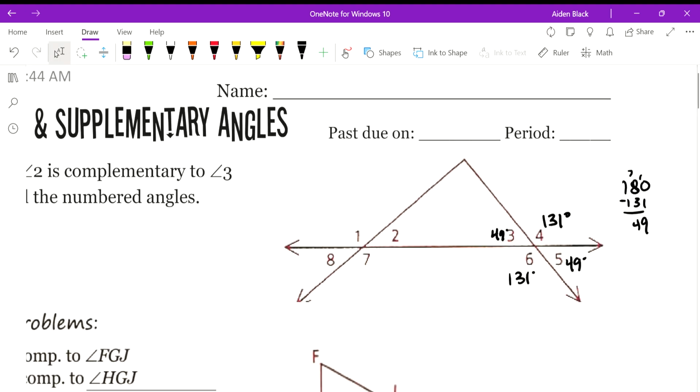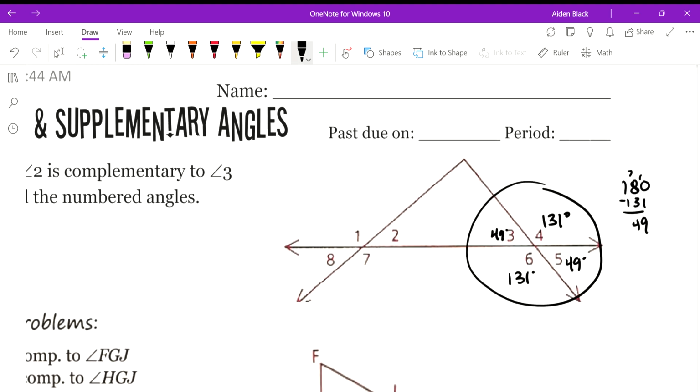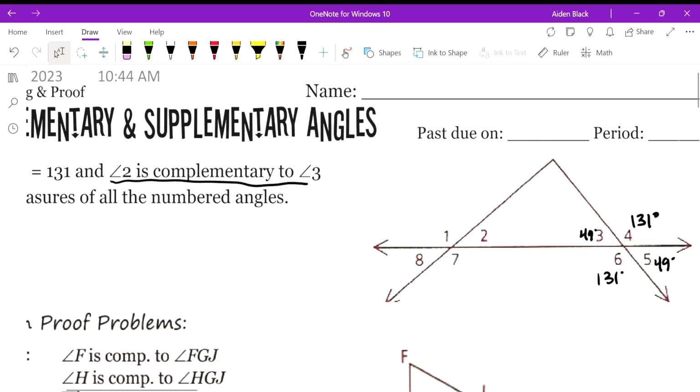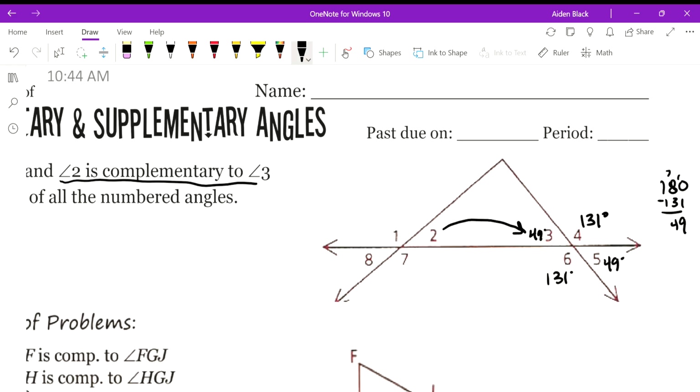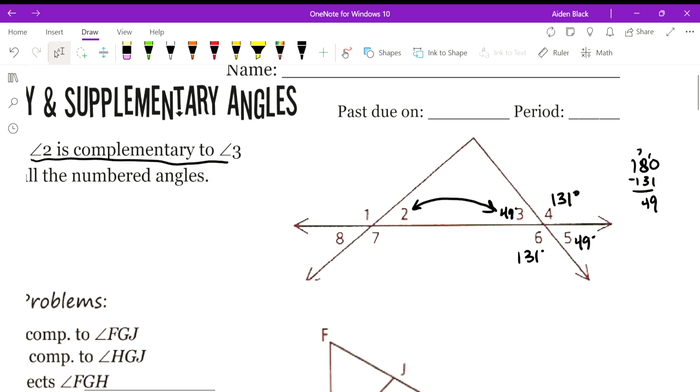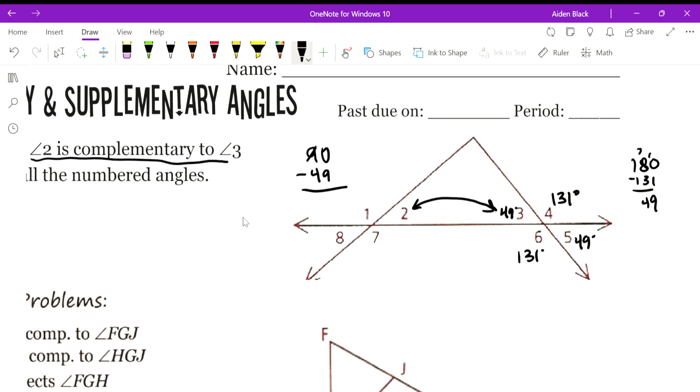Good. Now, what's going on with this bunch of angles at the moment has nothing to do with these angles over here. But it is given that angle 2 is complementary to angle 3. So what do we know about angle 2 and angle 3? You should know complementary means measures that add up to 90 degrees. So if you want the measure of angle 2, just take 90 degrees and subtract out the measure of angle 3, which is 49. So we get 41 degrees.